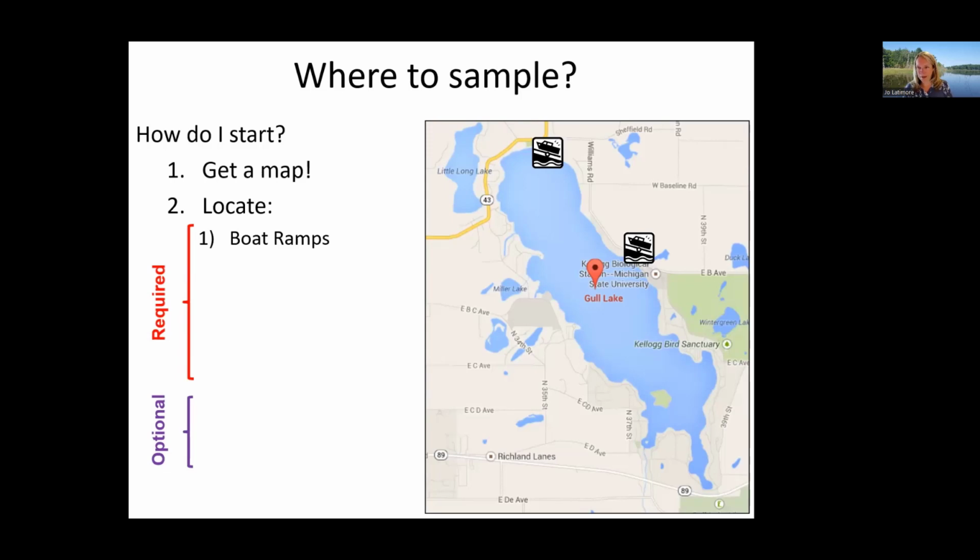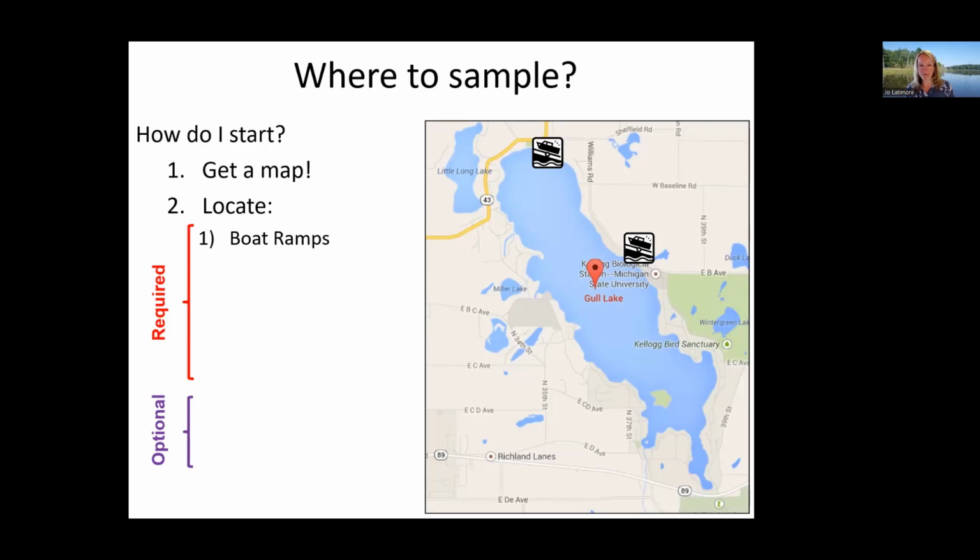First is boat ramps. I think we all know that one of the most common ways that aquatic invasive species are introduced into a lake is by boats that come in on a trailer from a lake that had invasive species. And those invasive species get tangled on the trailer and on the propeller and other parts of the boat and trailer, and then get transported to the next lake down the road. So you definitely want to sample by boat ramps.